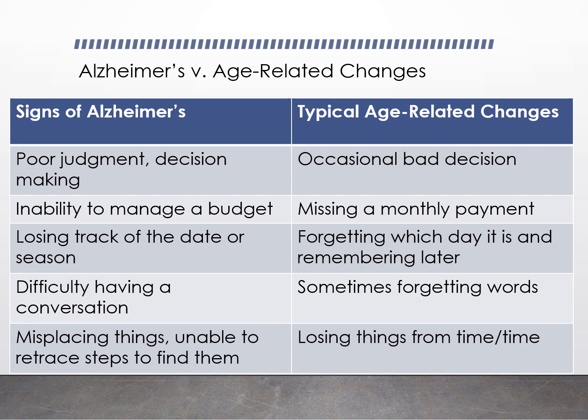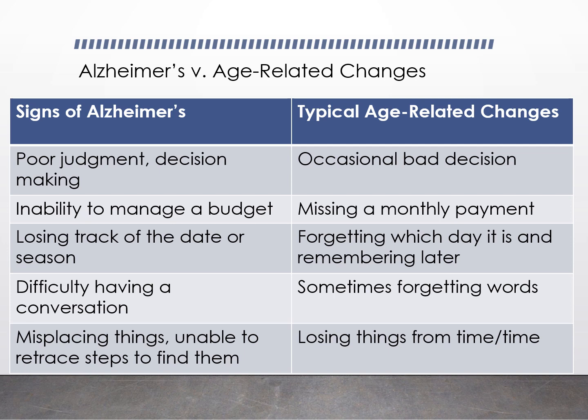So Weber and Kelly maps this out as Alzheimer's versus age-related changes as well. Alzheimer's, frequently these patients have very poor judgment. They're unable to manage a process, lose track of date or even the season, may have difficulty having a conversation because they're not able to think of the words.